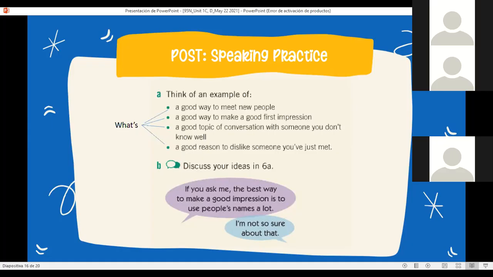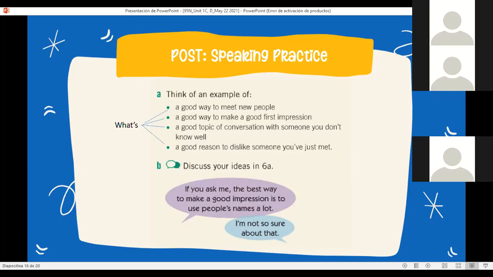Question number 2. What's a good way to make a good impression? What do you think it's a good way to make a good first impression? ¿Cuál será una buena manera de hacer o de dar una buena impresión la primera vez que conocemos a alguien? Maybe a good way could be being polite or to greet when you know someone for the first time, ¿no es cierto? Damos una buena impresión cuando saludamos, cuando somos amables, etcétera. Serían como buenos consejos para dar una primera buena impresión.